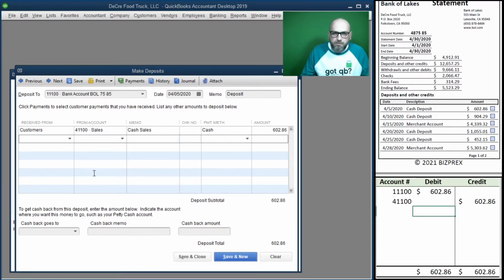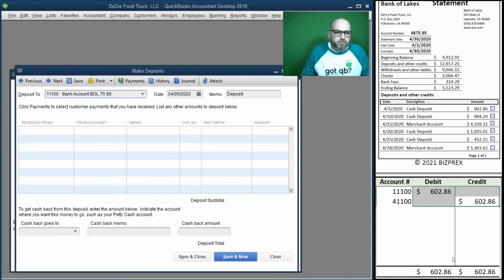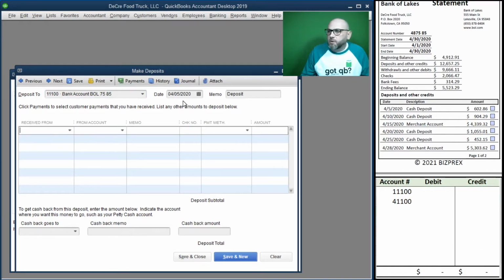Here it is. All right, so this amount, even though we entered it once, right, it becomes a credit for the 41,100 account, and it becomes a debit for the 11,100 account. And debits increase our assets, right? So the bank account is an asset that's going up, and credits increase our sales/revenue account, right? And that's going up. So we're going to click Save and New and continue booking our sale. All right, next one is 410.